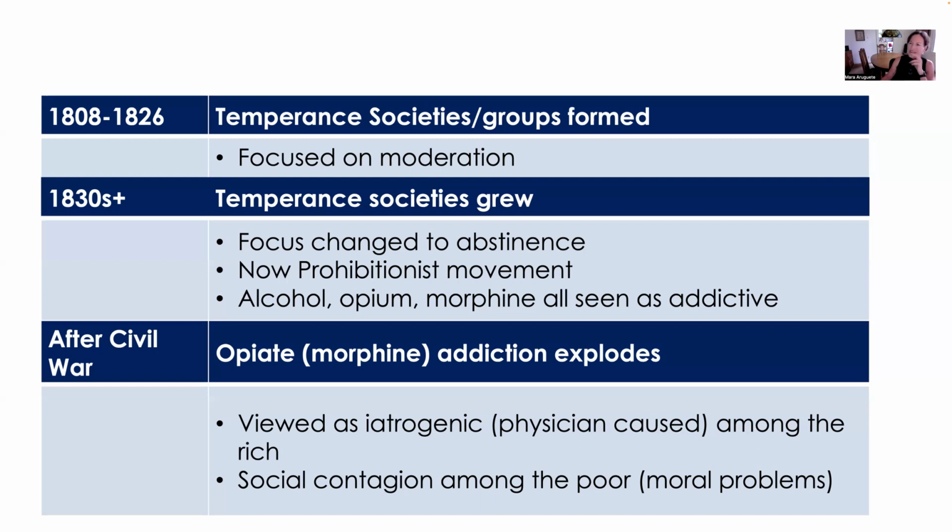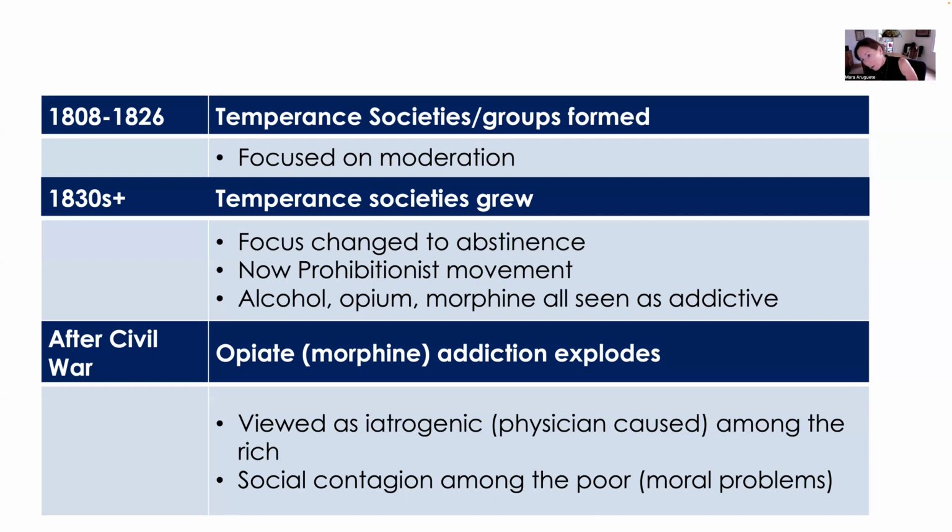And that was interesting because it was viewed differently if you were rich or if you were poor. If you were rich, it was viewed as iatrogenic, which is this idea that it was caused by the physician. The physician prescribed you these opiates, and now you're addicted to opiates. Not your fault. It's the physician's fault. And by the way, I know you see the parallel between today's problem with heroin and fentanyl and other opiates.